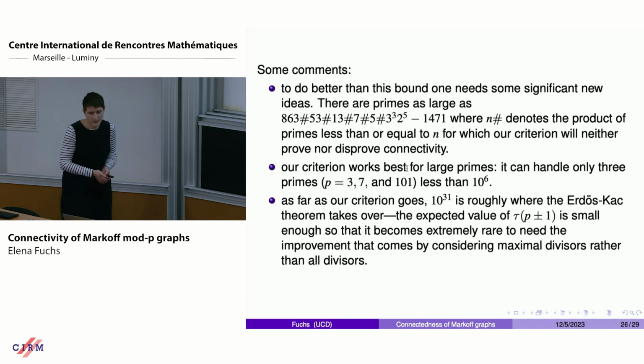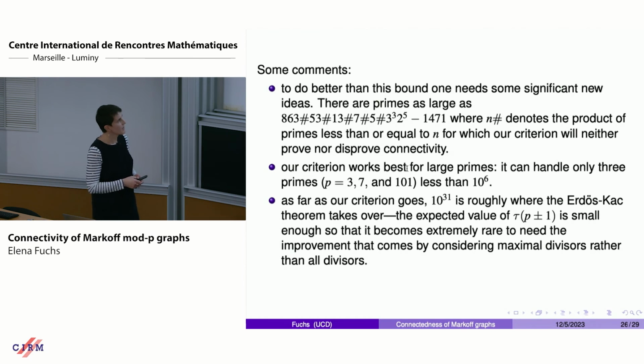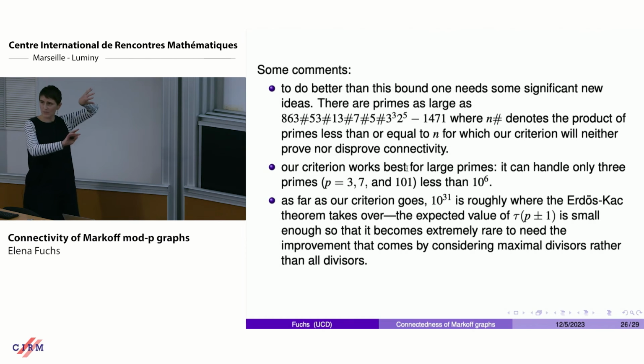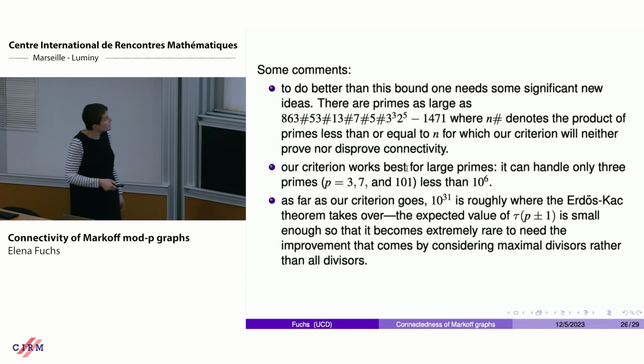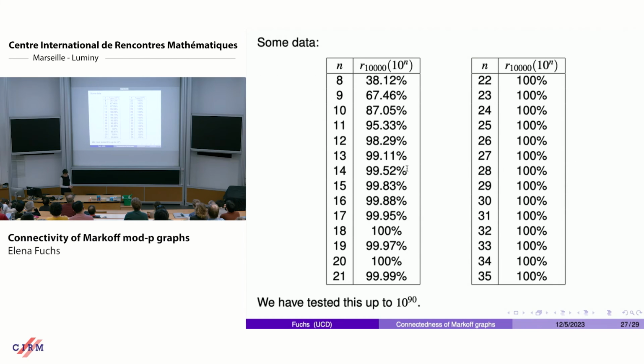And as far as our criterion goes, 10 to the 31 is roughly where the Erdős-Katz theorem takes over. As far as just testing connectivity and using that first proposition I showed you, the theorem with the TD versus the MD, that's roughly where you don't really need the MD anymore. You could get away just using tau because Erdős-Katz kicks in. So that's interesting. All right, so some data.